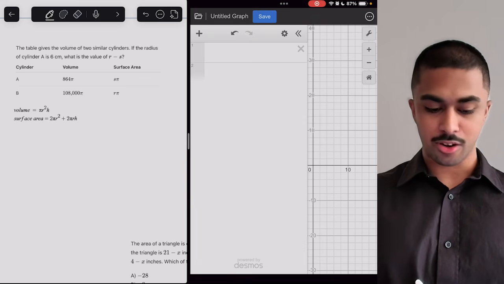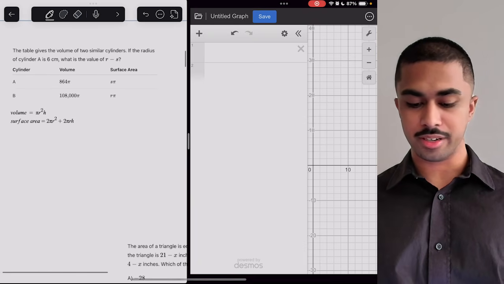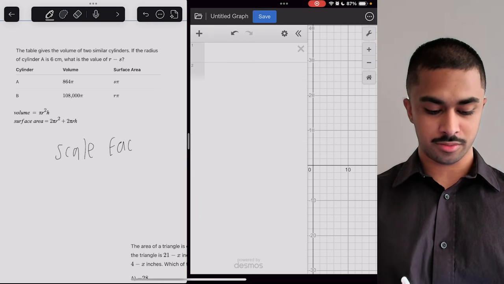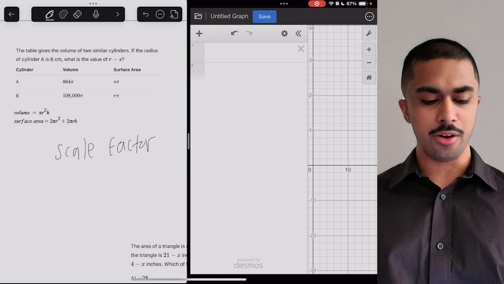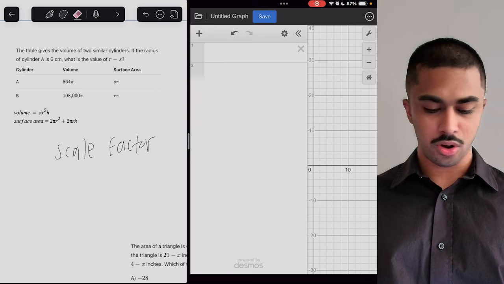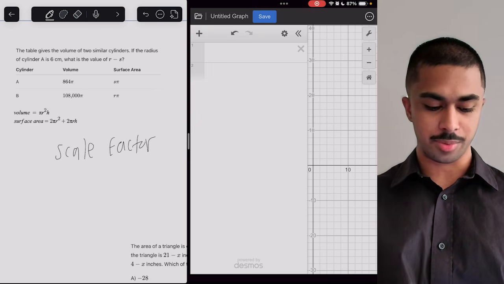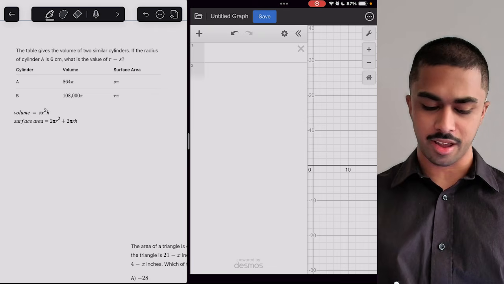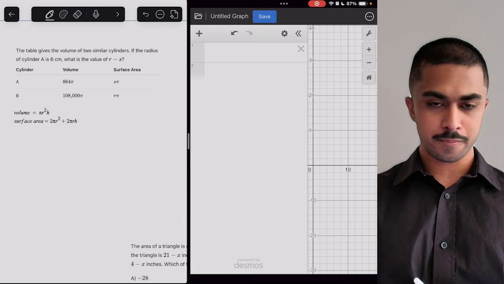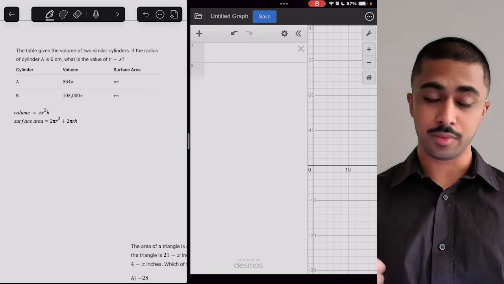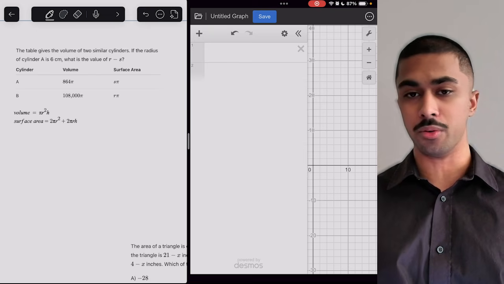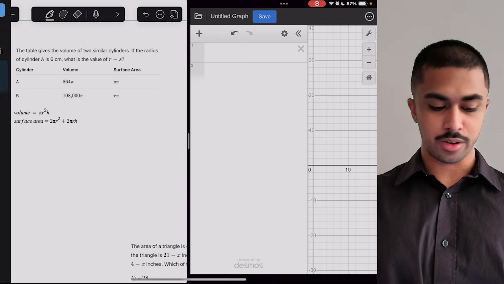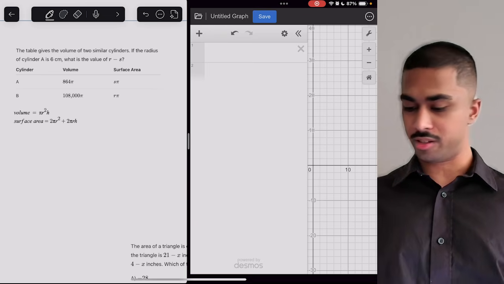Okay, how do we solve this? Well, here's the thing. This is actually a scale factor question. Now, scale factor questions are one of the most complex types of questions, so I'm going to try to explain this as best as I can. But if I don't do a good job, let me know in the comments and I'll make a full video on scale factor alone. Again, this is one of the most complex concepts.